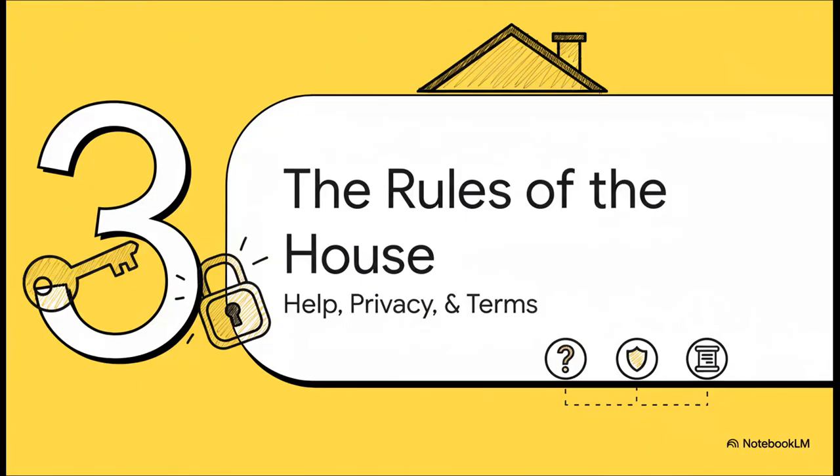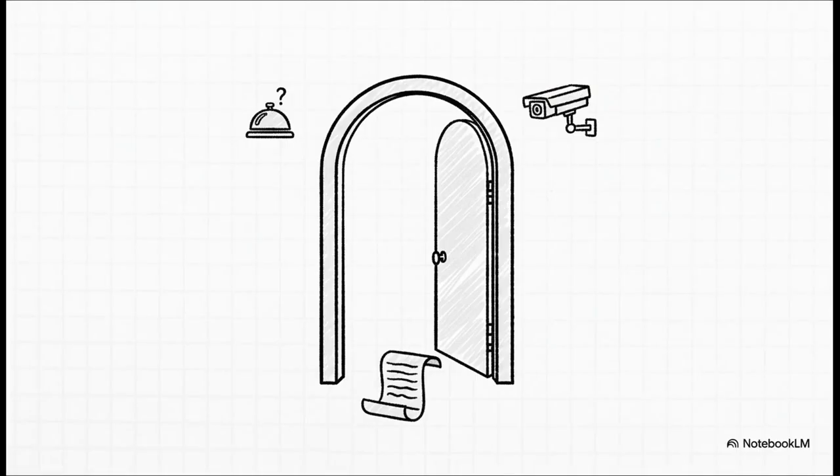Okay, so we've got the key and we've got the lock. But before you can actually walk through the door, you have to agree to the rules of the house. So let's look at those three small links way down at the bottom of the page: help, privacy, and terms. We can actually translate these links using our front door metaphor. Help is basically the front desk, there for you if you have a problem. Privacy is the disclosure. It tells you how your data is being used. And terms, well, those are the house rules you agree to follow just by being there.